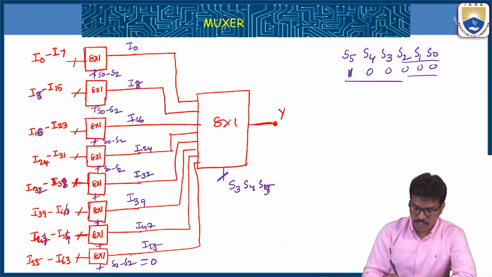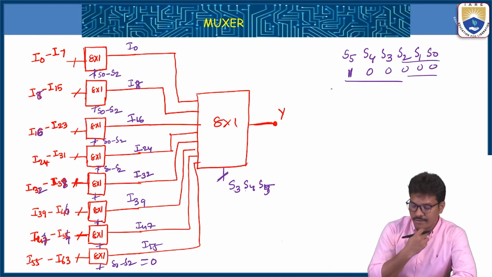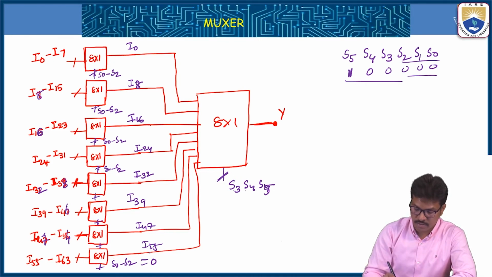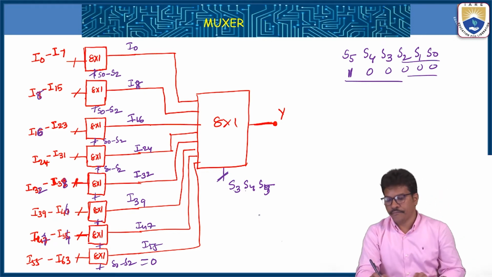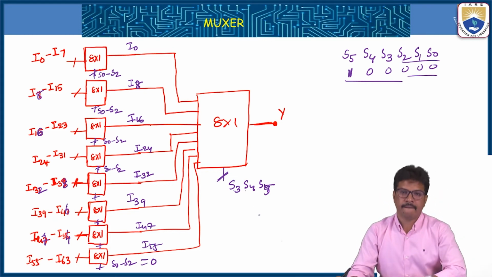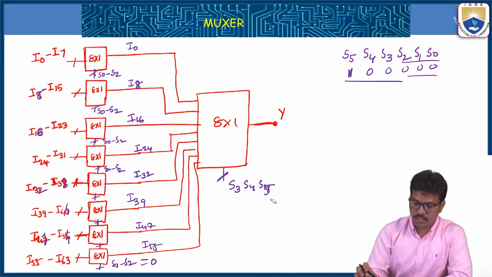So in this case, we can take S0, S1, S2. 0 means all the lower ones are coming. All 0, the first one is coming. Here this first one is 55.